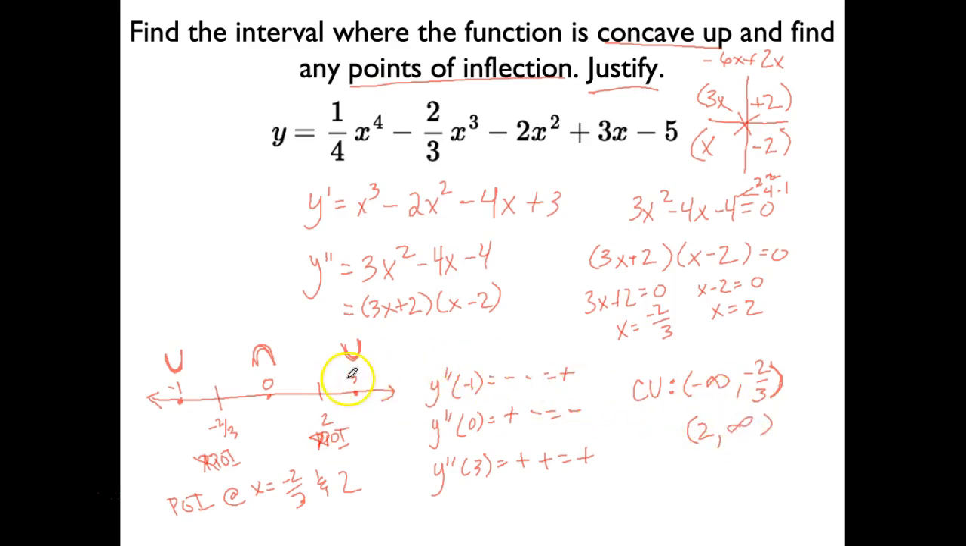Remember that 3, that's just a test point. We could have tested any point we want. So that's where it's concave up. That's where they have as points of inflection. If it would have asked where is it concave down, we would have said from parentheses negative 2 over 3 to parentheses 2. But it didn't ask about concave down. Okay, there's my answers. I hope you guys understood the lesson.